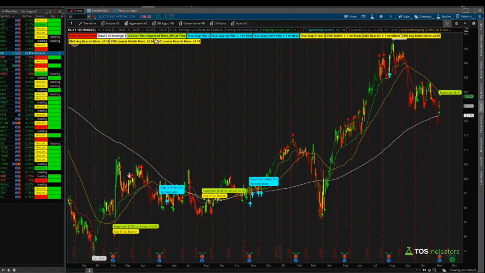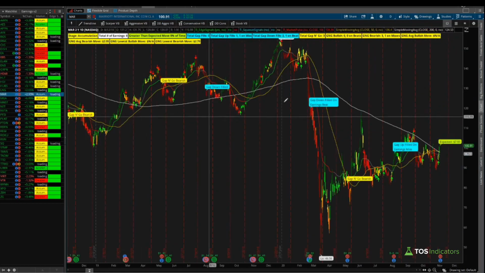Now on Electronic Arts here, we'll see we have a greater than expected move 25% of the time. Nothing that really screams out there. 2 gap fills, 2 gap and goes out of 8 total earnings. So that would be one that I think you would just skip and keep looking for better candidates here. Now keep going down. This is one that I think may be interesting. So Marriott, 3 gap fills, 3 gap and goes. So nothing that screams out there.